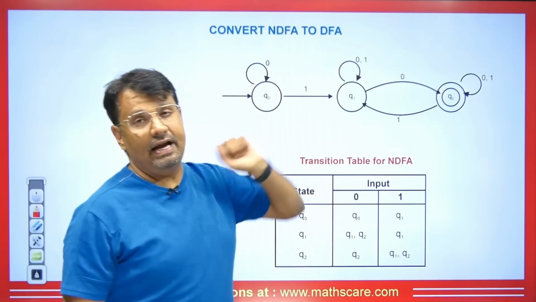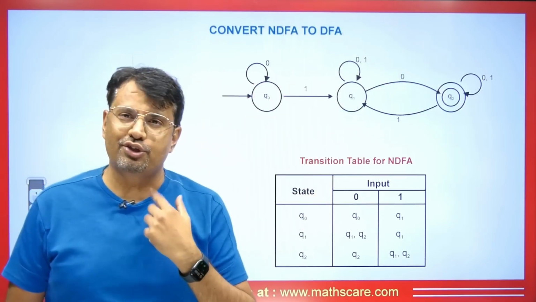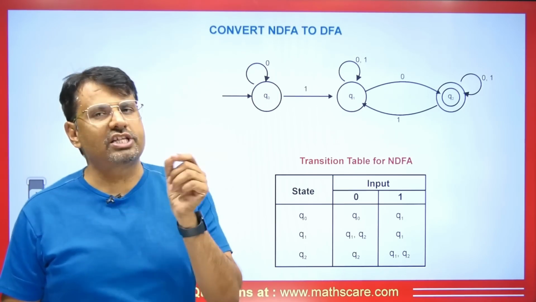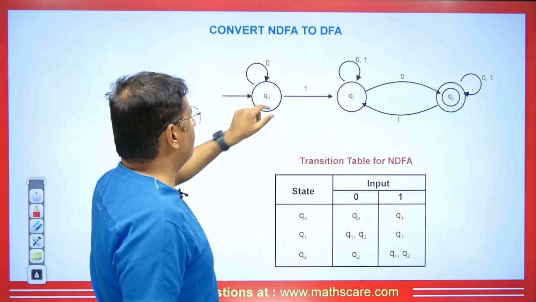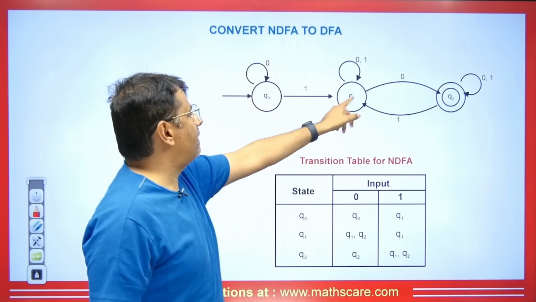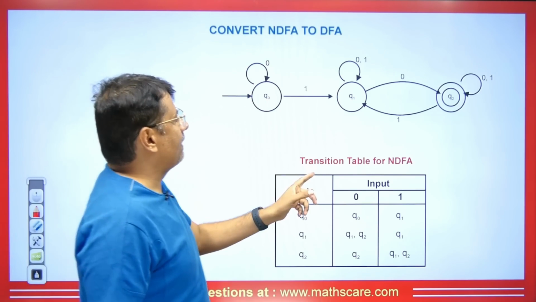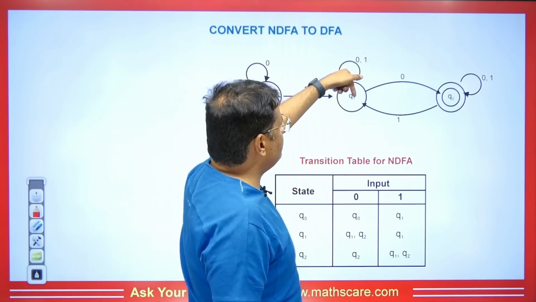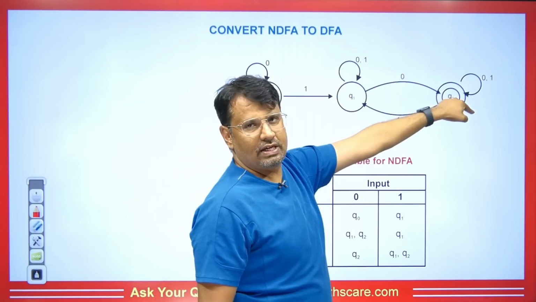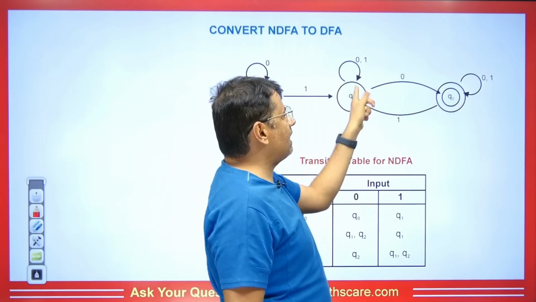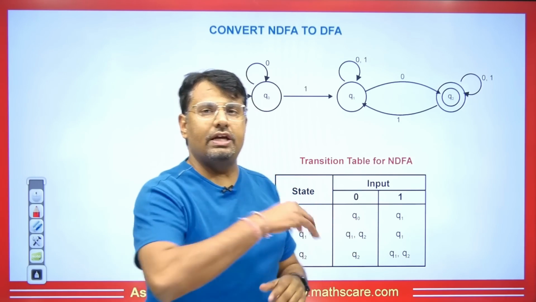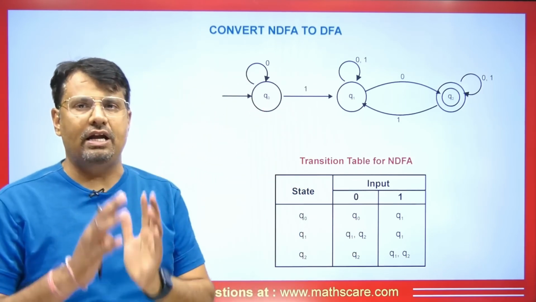What do we have here? NDFA. Now, how will you know that this is NDFA? The same input should have a different state. Look here. At 0 input, Q0 is going back to itself, and on 1 input, Q0 is going to Q1, right? At 0 input, Q1 is going back to itself and also to Q2. So, it is going to different states on same input. It's going to state 0 and state 2. So, what we have here is a non-deterministic finite automata.